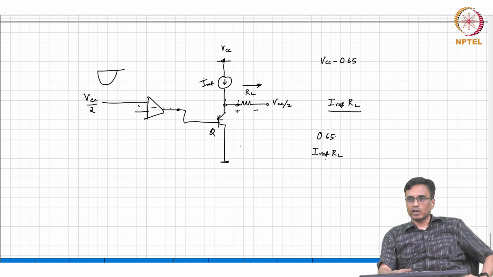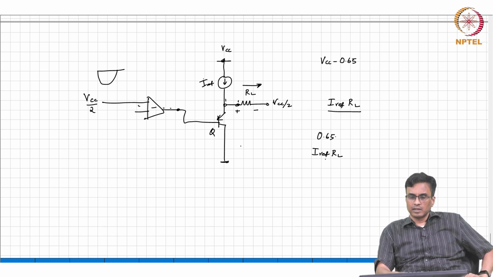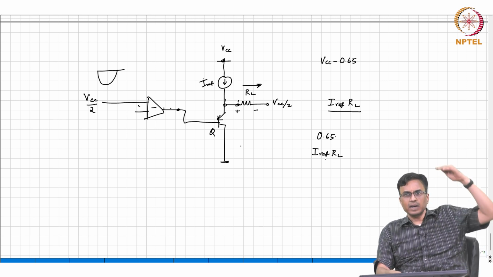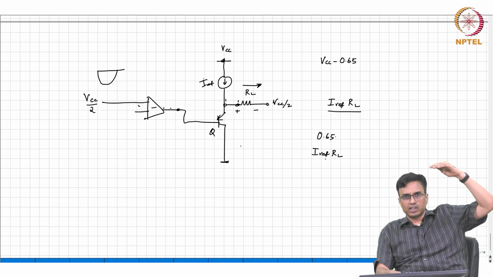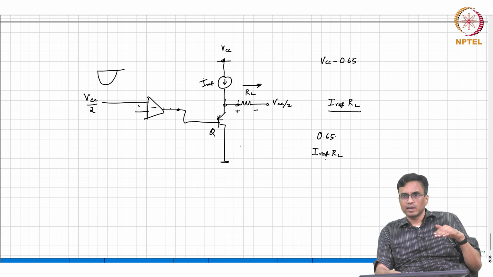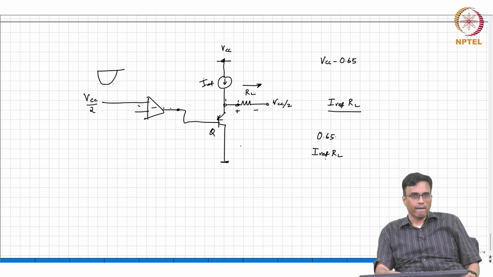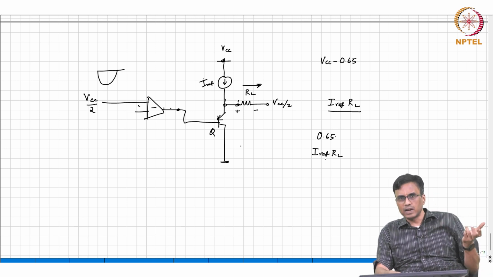Okay. So, what do we see? What is the moral of the story? So, in the NPN case, the upper limit is VCC minus 0.65, it's independent of RL. The lower limit is dependent on RL. In the PNP case, the lower limit is independent of RL, the upper limit is dependent on RL, right? What do we want? We want both to be independent of RL.